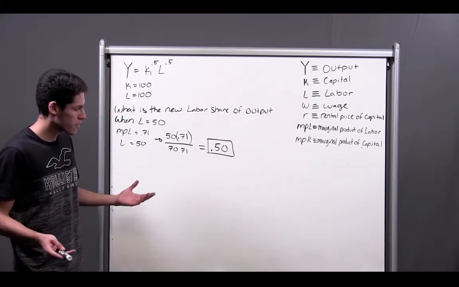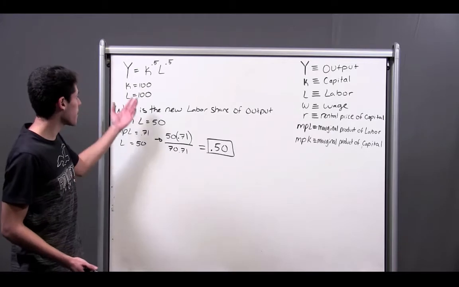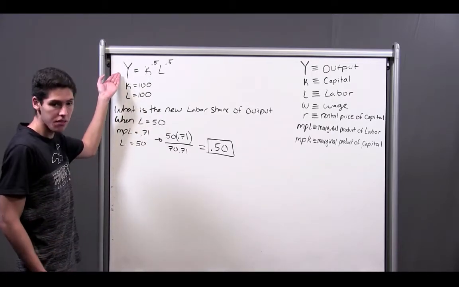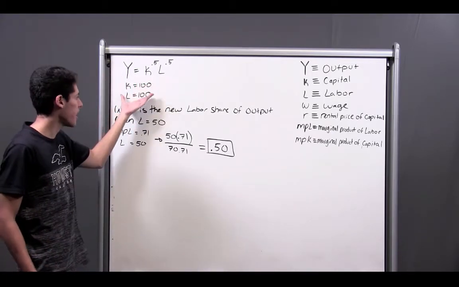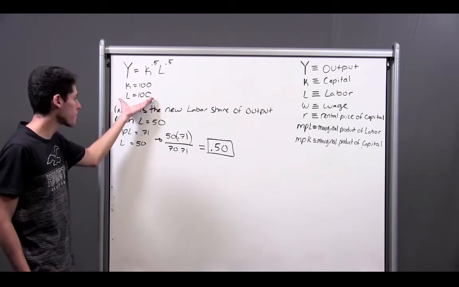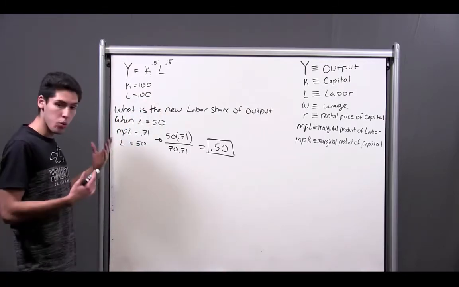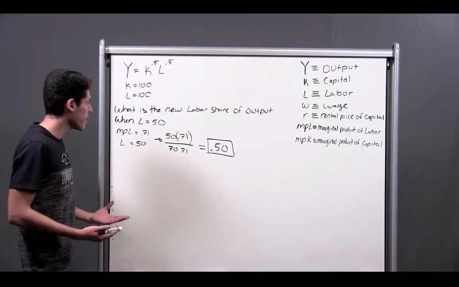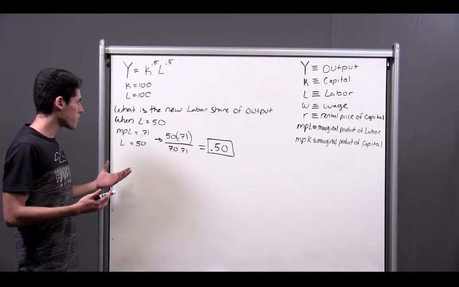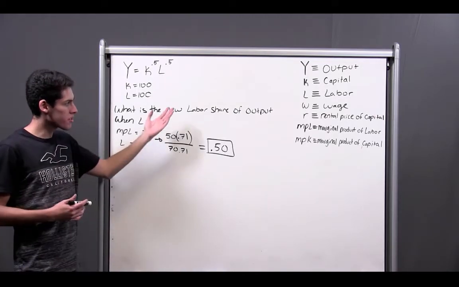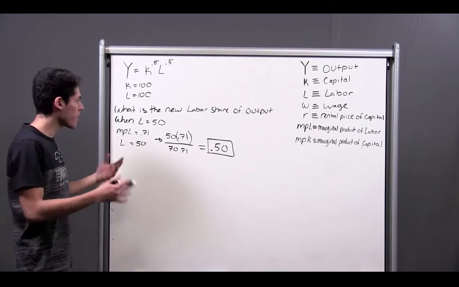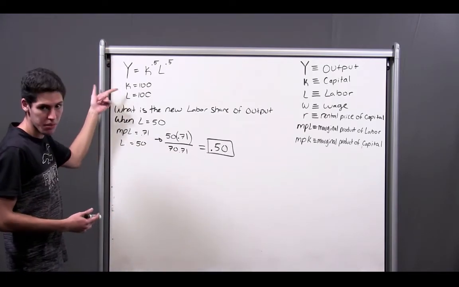So to review, today what we did is we basically found out how to find output given some production function and some inputs for capital and labor. We went over how to find the wage and the rental price, and we also went over how to find the labor's share of output and how that might change when these factors might change.